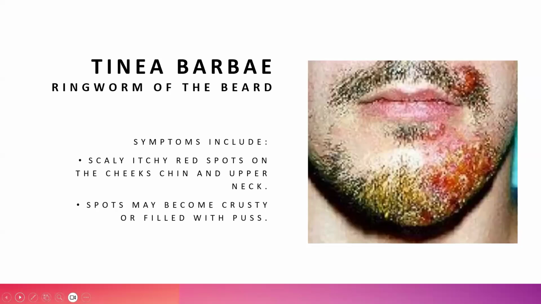Tinea barbae. This is ringworm of the beard. Again, we have the scaly, itchy red spots, and this can present on the cheeks, the chin, and the upper neck. This is unique in that they may become crusty or they may actually fill with pus.